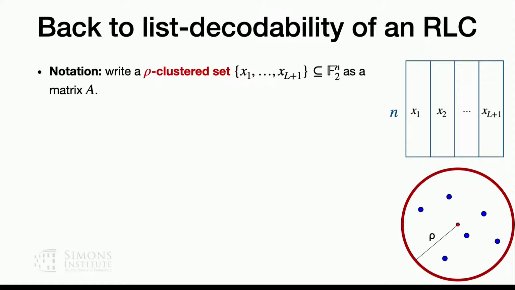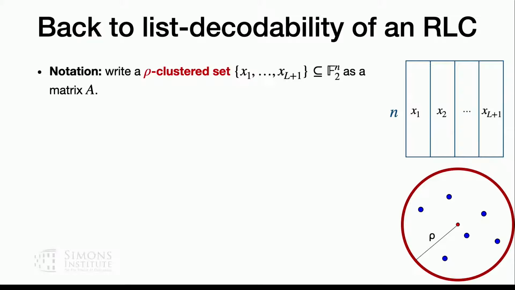Okay, so now we're going to try and do the analog of this for random linear codes. In order to do that, I need one more notation that's going to help me. Suppose I have a row clustered set, or actually any set of vectors.